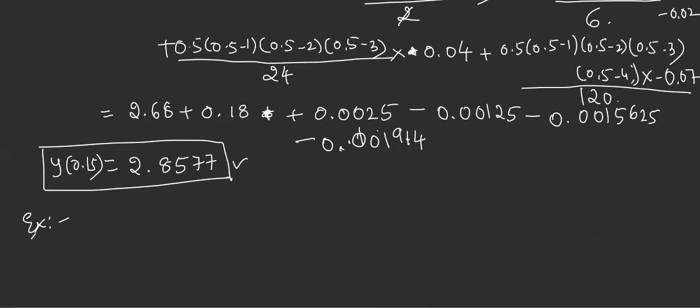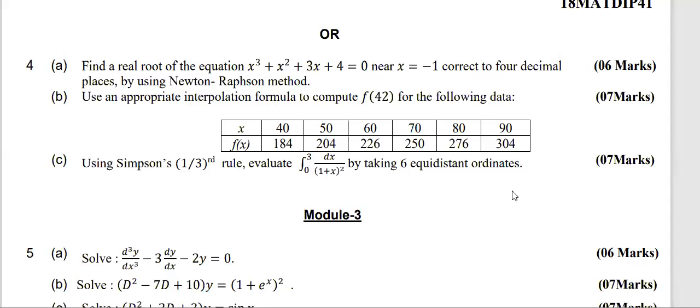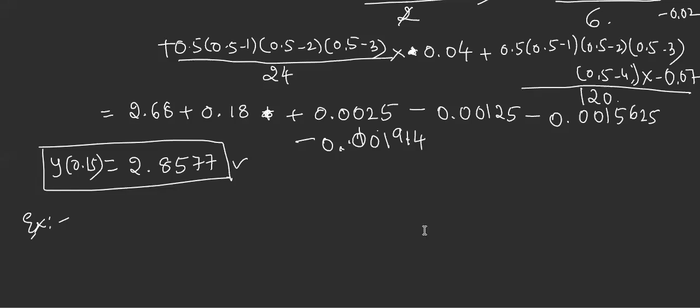We have a question here. Use an appropriate interpolation formula to compute f of 42 for the following data. The x values are given from 40 to 90 with corresponding f of x values. If you divide this table into two parts, one part contains 40, 50, 60 and the other contains 70 to 90. 42 clearly lies in the first half, so we have to use a forward interpolation formula. Let us solve this example.